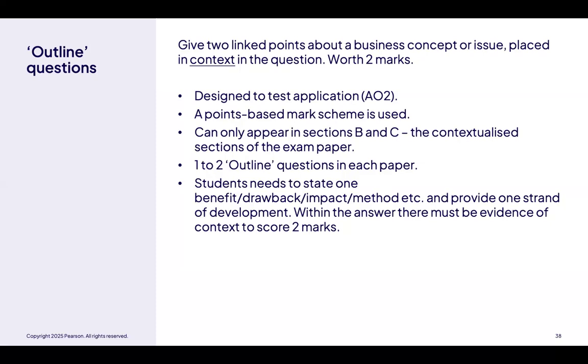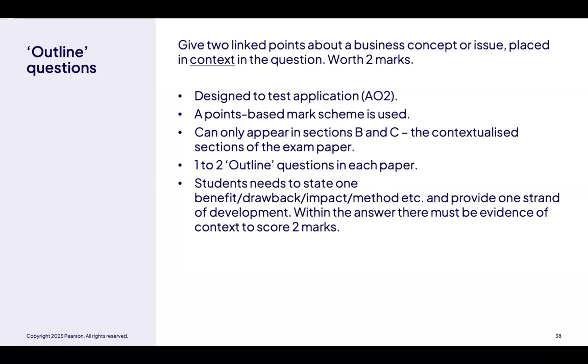And again, what I want you to be clear of is the structure that is used here. And I want you to be comfortable with that structure so that your students can be comfortable with that structure. That's what this is all about. So students need to state 1 benefit, drawback, impact to provide 1 strand of development. Within the answer, there must be evidence of context to score 2 marks.